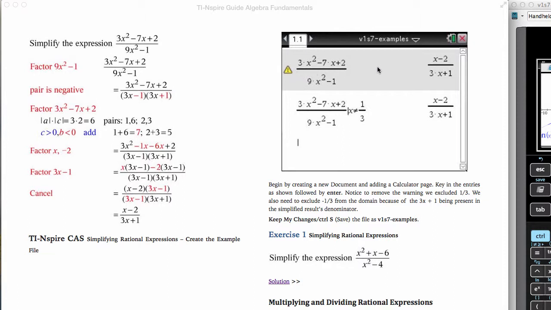So if we do not want to have the warning, we will have to take the restriction and say that it cannot be equal to that. So the 3x minus 1 dropped out. We set it equal to 0, so 3x equals 1. So x equals 1/3 would cause division by 0 in the original problem, but not in this reduced problem. So we have to say it like this for it to not say the warning.